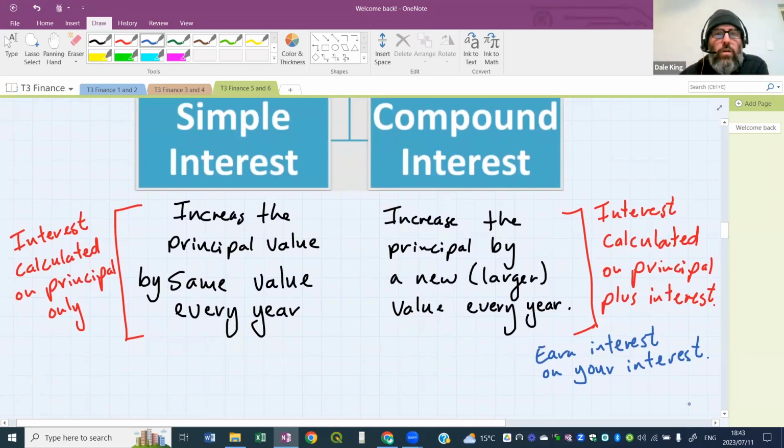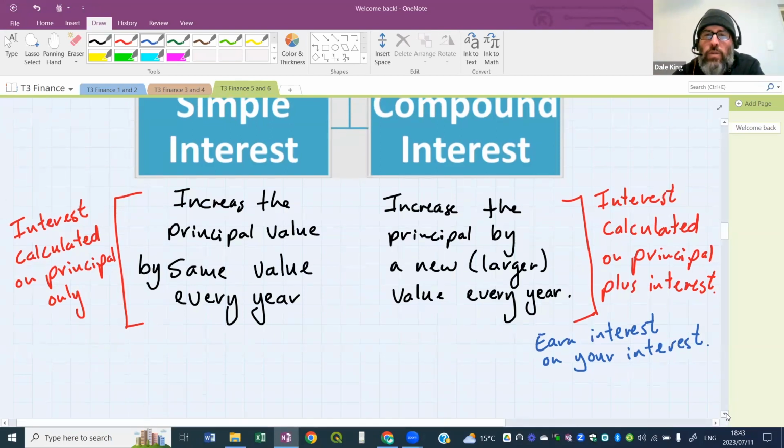Simple interest, you're increasing the principal amount by the interest portion, the same amount every single year. For compound interest, you're increasing the principal amount by a new value, which grows every year because you're calculating on the previous year's principal amount plus the interest that was earned, and that grows and gets bigger. So the interest calculation also gets bigger, but you're going to see this in action when we do the calculation.